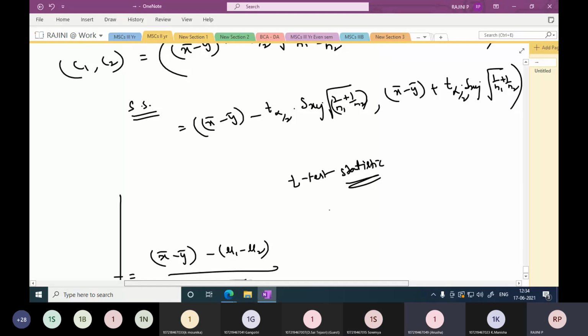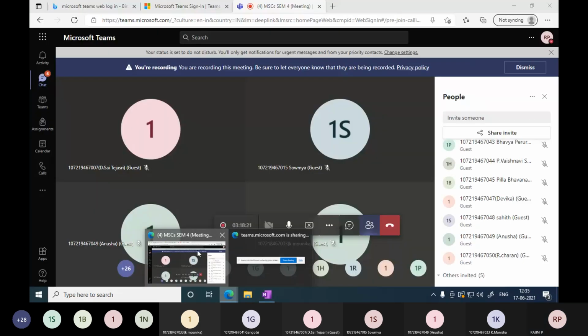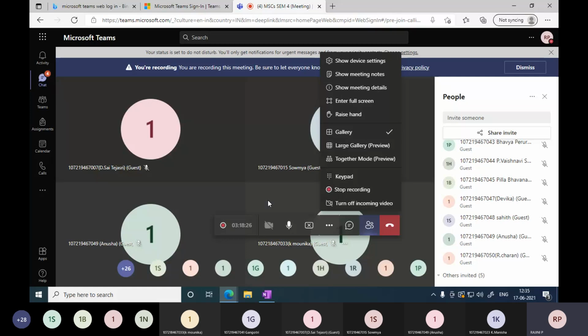Tomorrow we'll go for the single SD and difference of SDs for the large and small samples. With that, we'll finish this part. Tomorrow we'll finish the confidence intervals. I hope everybody is understanding. Am I going fast? Can I get a reply? No, ma'am, it's clear. Thank you, dear.